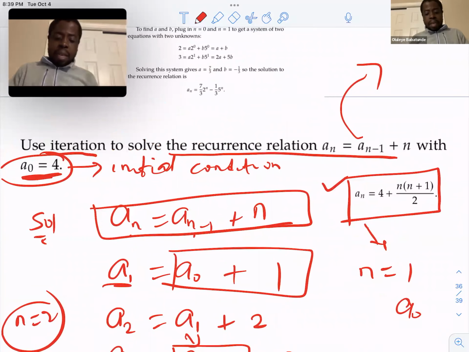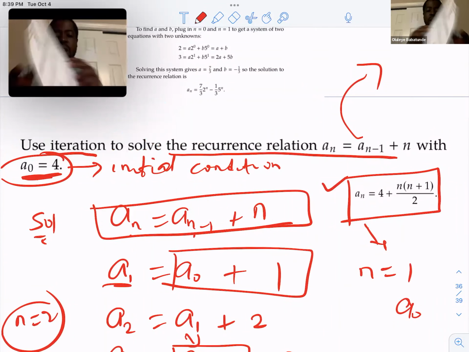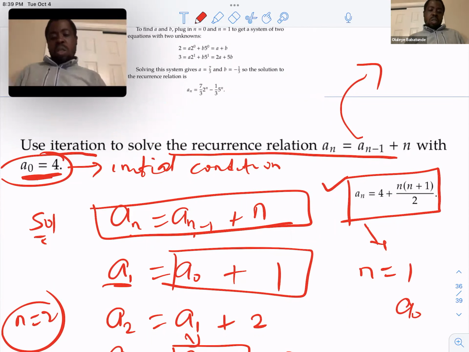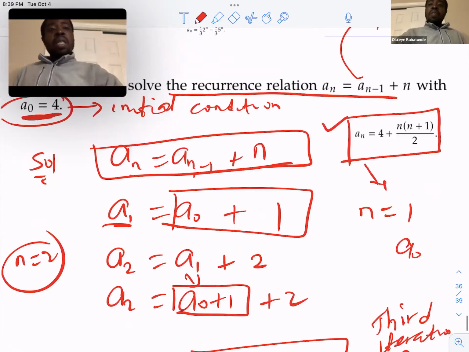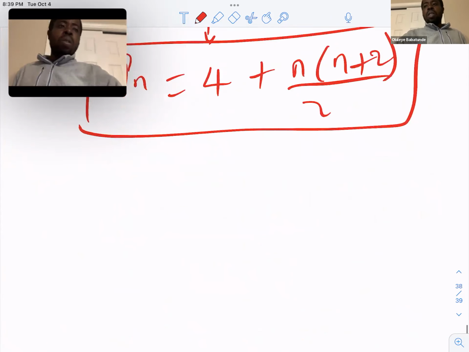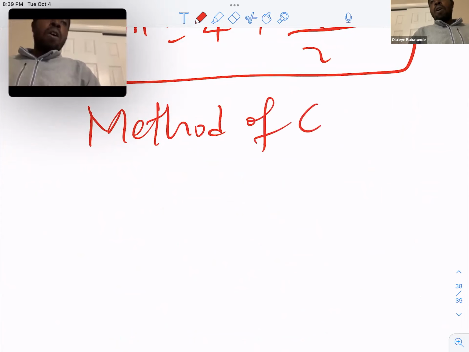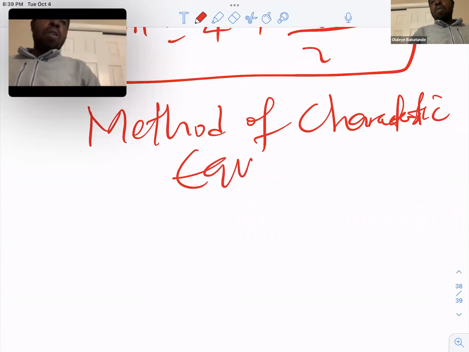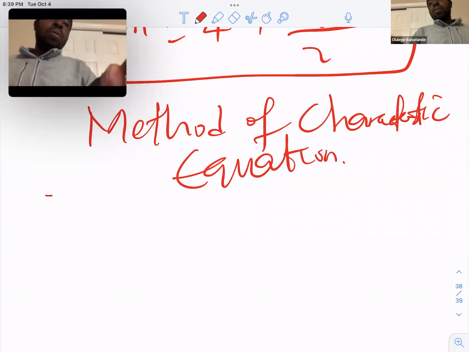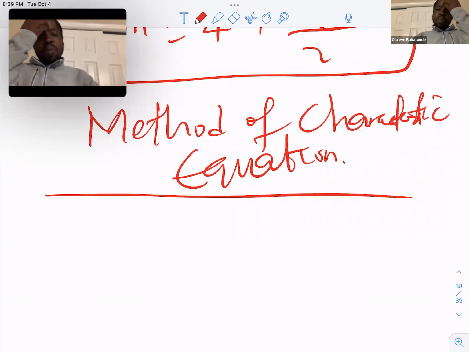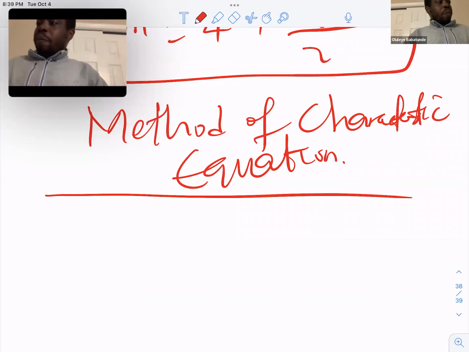Okay, let me see if I can do more methods. I'm not sure if time will permit me to solve more. That is for the method of iteration. Okay, then the second method, the method of characteristic equation.